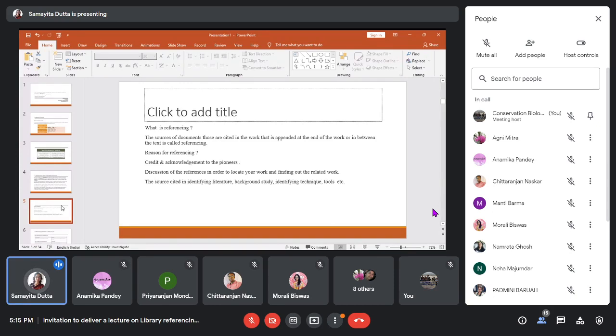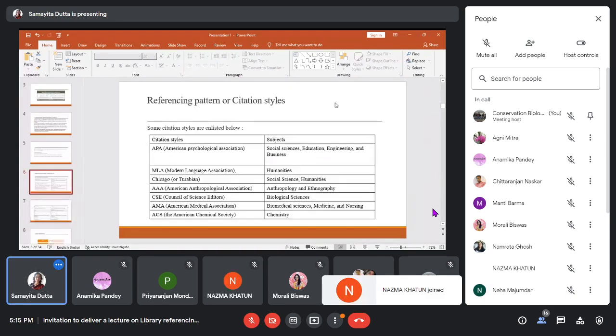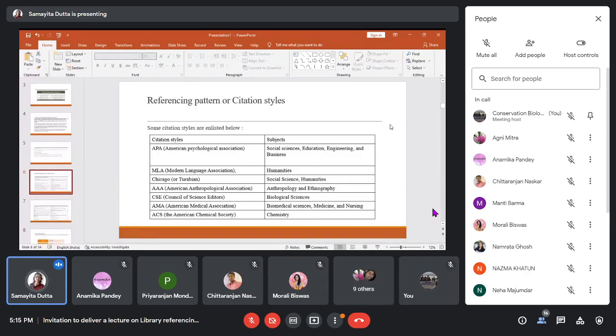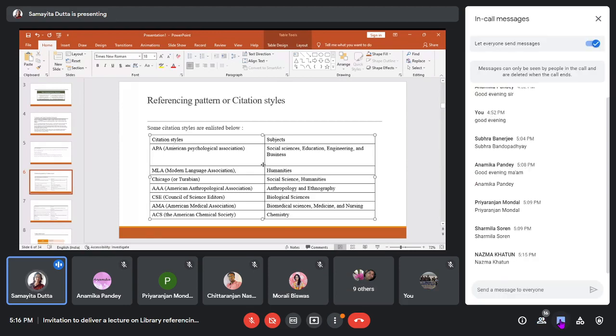These are the referencing patterns or citation styles listed below. The major citation styles are APA, American Psychological Association; MLA, Modern Language Association; and the Chicago Manual of Citation Style. APA mainly covers the fields of social science, education, engineering and business. Modern Language Association covers humanities, and Chicago covers both social science and humanities.